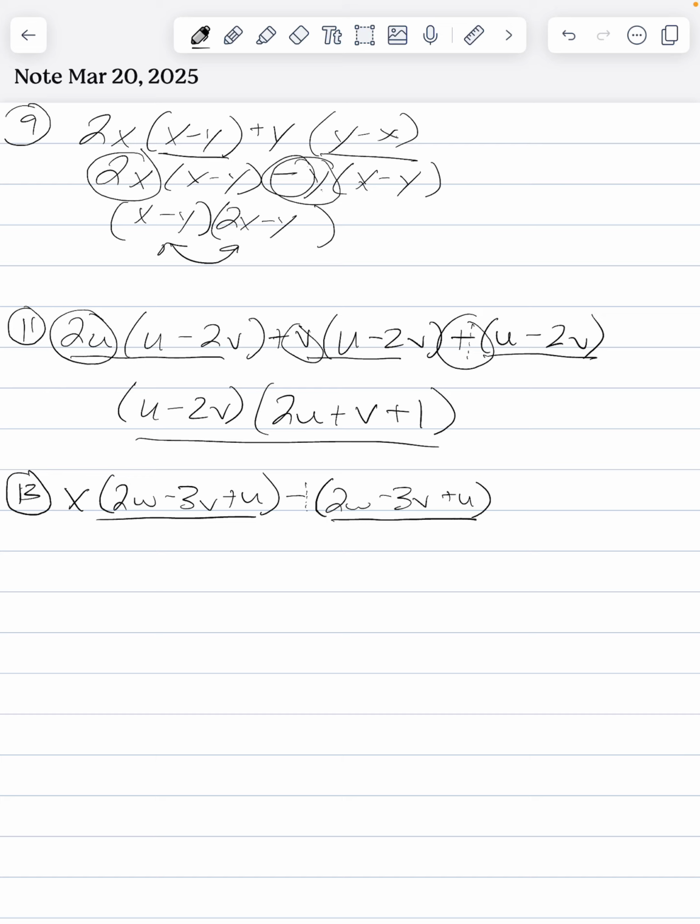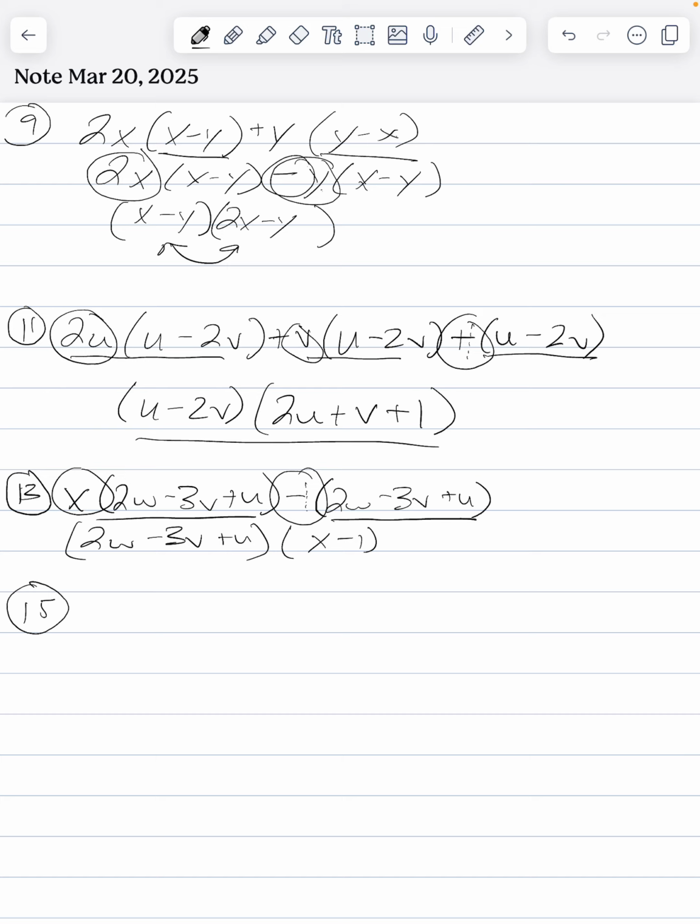You're always looking for that greatest common monomial factor. In this case, it's a polynomial factor. And we're going to take that out. 2w minus 3v plus u. Because we've divided by it, we factored it out, we're left with what we have here, x minus 1. So if you've gotten that one correct, you should have the answer, the quantity 2w minus 3v plus u times the quantity x minus 1.